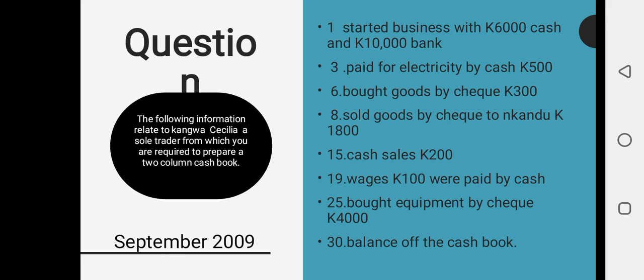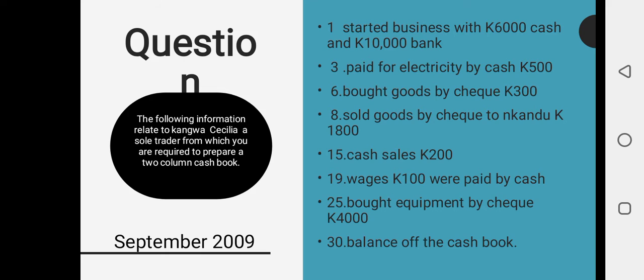19th, we have wages of 100 kwacha that were paid by cash. We have seen cash being mentioned, meaning the cash account is being affected. Now we only need to identify whether it's on the credit side or the debit side. Because wages were paid, meaning we are giving out, we take it to the credit side. Remember the bookkeeping rule? Debit the receiver, credit the giver.